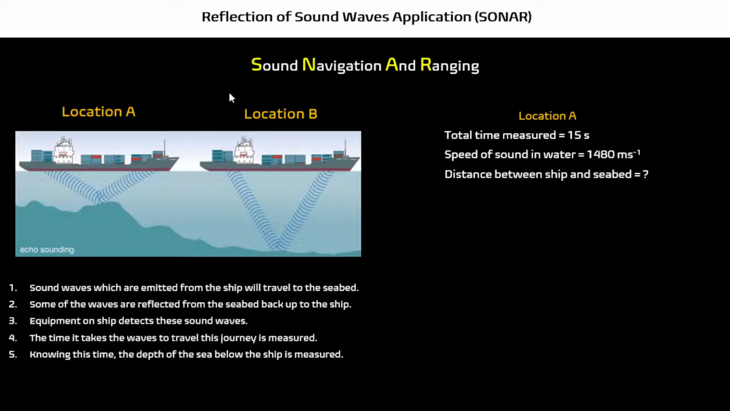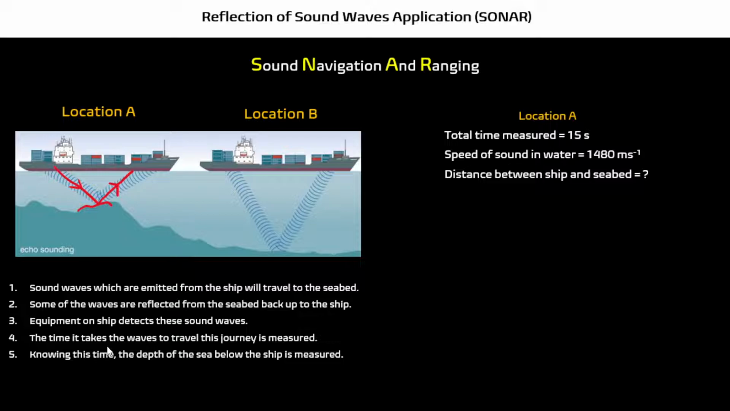Okay, so let's try to see what sonar is. Sonar actually means sound navigation and ranging. Okay, so we're trying to locate what is underneath the ship. All right, so this essentially is the same example as your wooden block and wall example, right? But let's see how we do it, okay? So sound waves will first be emitted from the ship and it's going to travel to the seabed or your sea floor. Now, some of these waves are going to reflect back to the ship, right? And then there will be equipment on the ship to detect the sound waves.